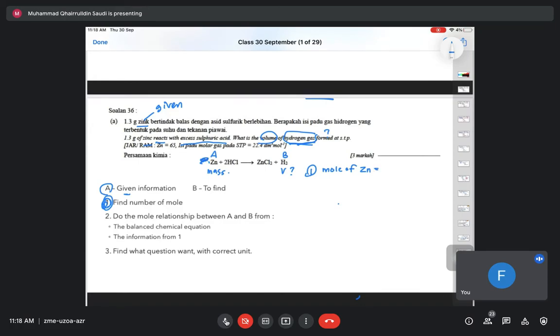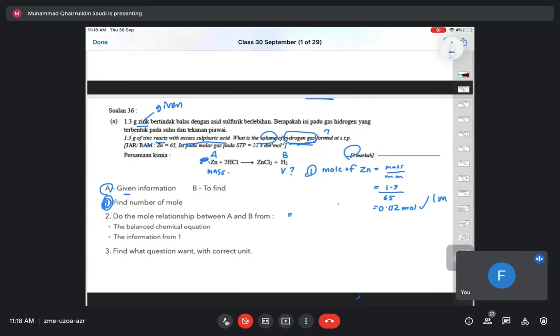Okay, mole of zinc. Zinc has been given mass. So which formula do we use? Number 1. Mass over molar mass. So 1.3 divided by the molar mass of zinc, given there as 65, is equal to 0.02 mole. Okay, so this is 1 mark. Do you see the 3 marks there?